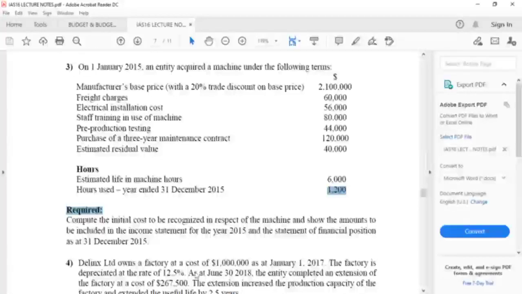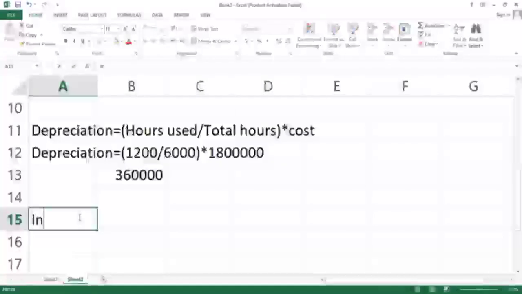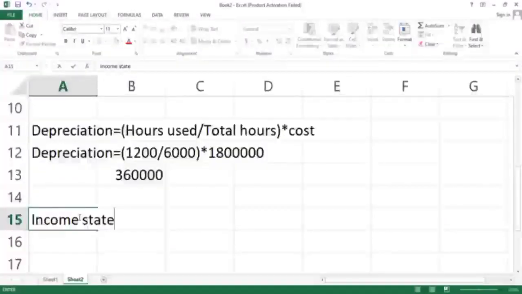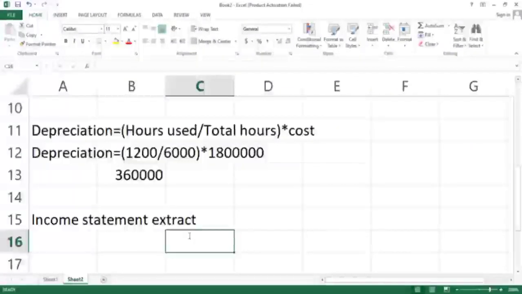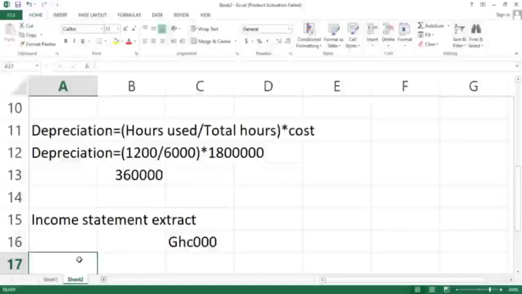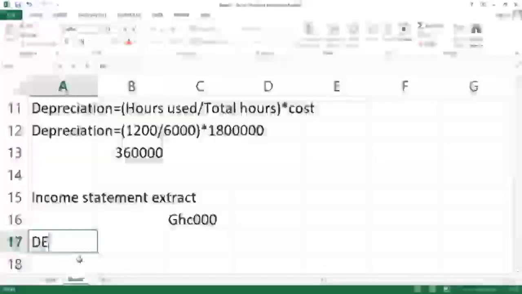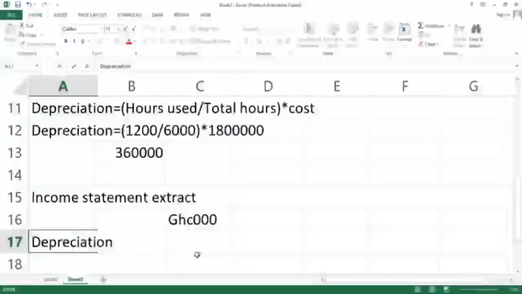Are you getting this? So let's count to the income statement extracts. Income statement extracts. So we have the balance, you have the currency sign here, which is this one. So the first item, the first expense that will come here is what? Depreciation, isn't it? Okay. Let's make it to be depreciation. Depreciation is 360.